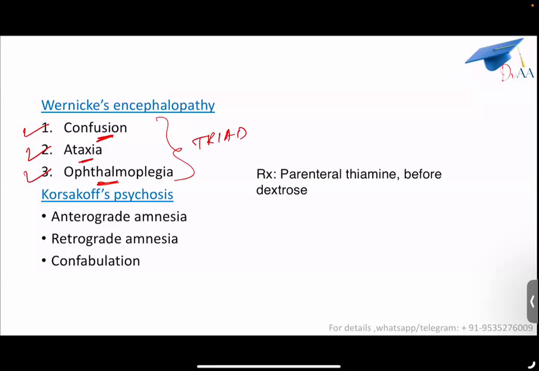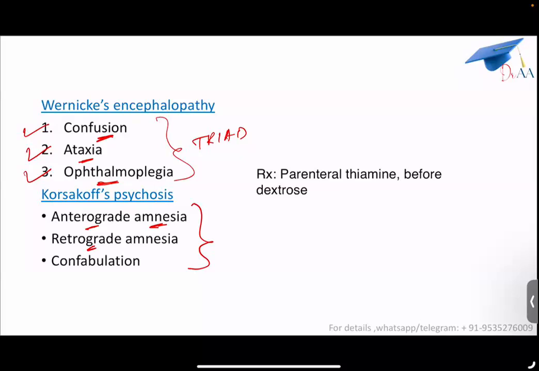What is Korsakoff psychosis? This is different from Wernicke's encephalopathy. It's a more advanced stage of Wernicke's encephalopathy. They will have amnesia, both retrograde and anterograde. Anterograde, he is not able to form any new memories. Retrograde, he is not able to remember what has previously happened. So he has both kinds of amnesia.